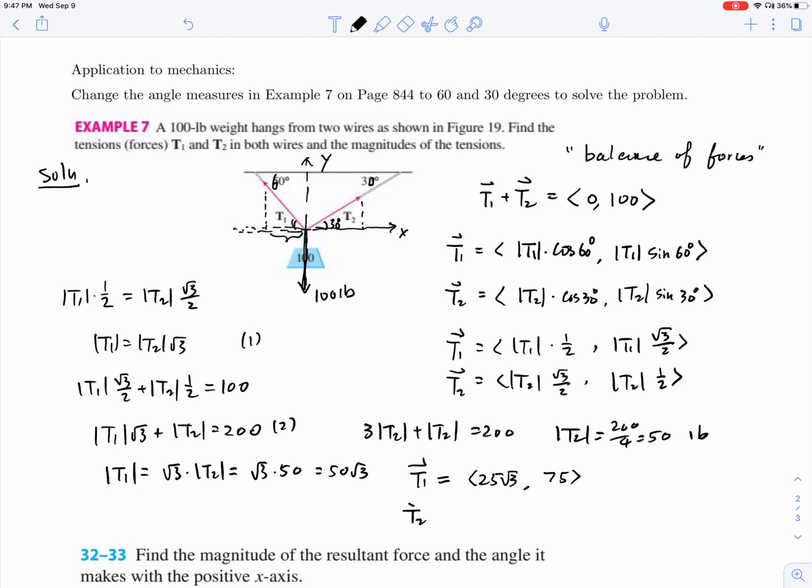And how about T2? T2 will be just the opposite. We know that T2 is going to be 50, so in fact, this is going to be the same. But one is positive, one is negative. So this one is negative over here, and this is positive, 25 and 3, and then we have 75 over here. Now we're going to have 25 over here because it's T2 times 1/2. So that's the answer we have for this problem.